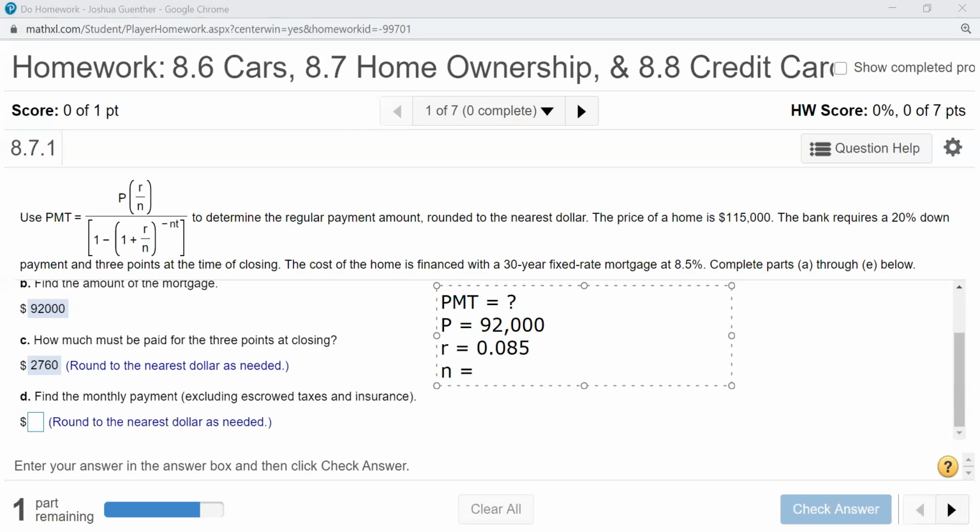N is going to be the number of compounding periods per year. We're going to assume that we're making monthly payments on this. It's automatic. It doesn't even say monthly in there, but it's just implied. Well, no, never mind. It does say monthly payment. So when it says excluding escrow, taxes, and insurance, basically it just says ignore any of the other factors. Just the 92,000 is what you're looking at.